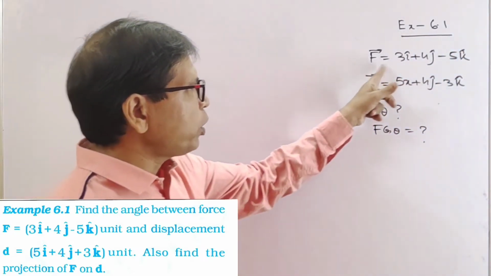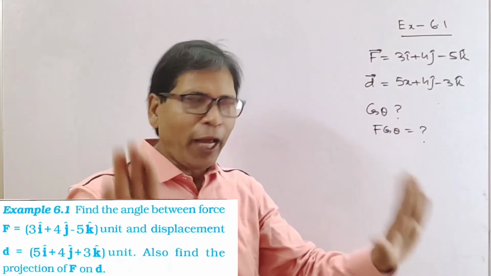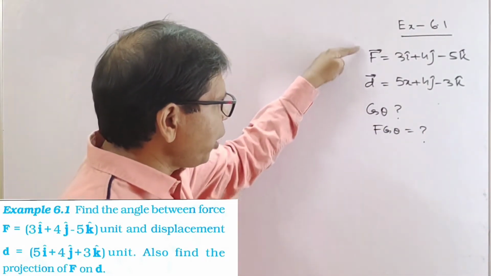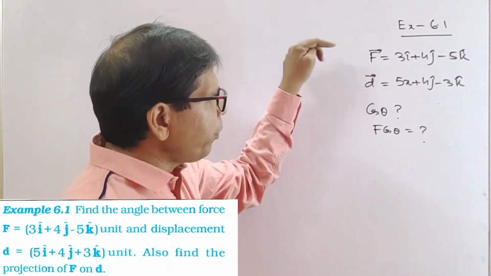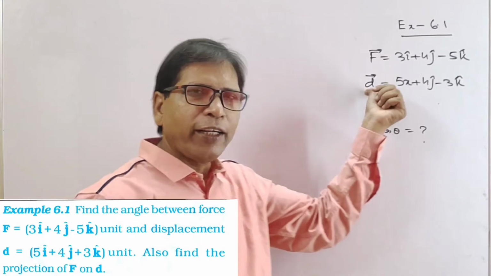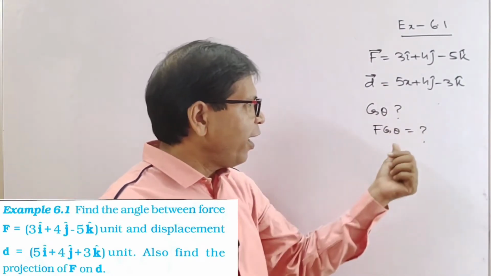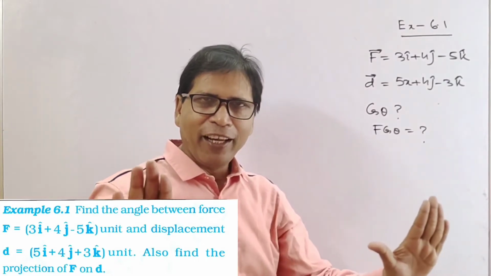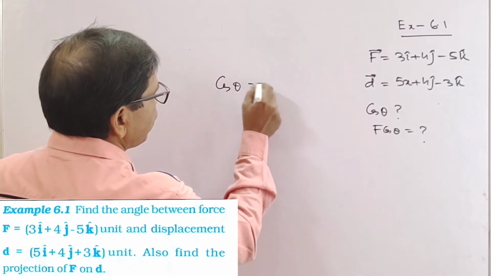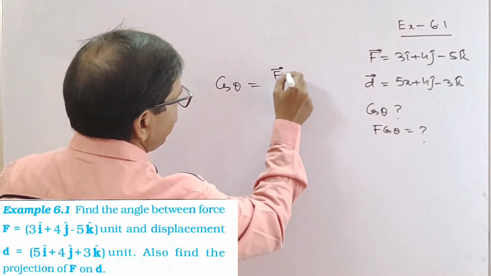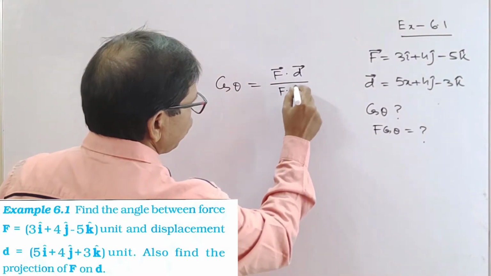Look at this. Here the force vector and displacement vector are given. We have to calculate the angle between the two vectors and the projection of F on D, that is, displacement. Now we have to calculate theta and F cos theta. Okay, now look at this, cos theta is equal to F dot D divided by the magnitude of F into the magnitude of D.